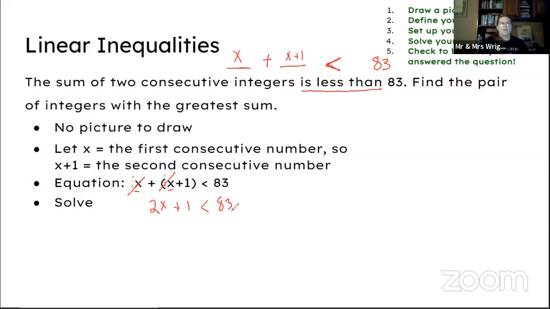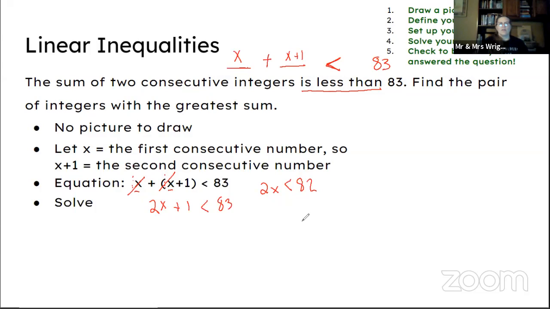Now, if I remember back to my steps of what to do to solve inequalities, I know that the first thing I'm going to undo is any addition or subtraction so that I can get the variable term by itself. The variable term 2x has 1 added to it, so I need to subtract 1 from both sides. So I'm going to have 2x is less than 82. When I subtracted 1 on this side, that term went away. When I subtracted 1 on the right side, it became 82.